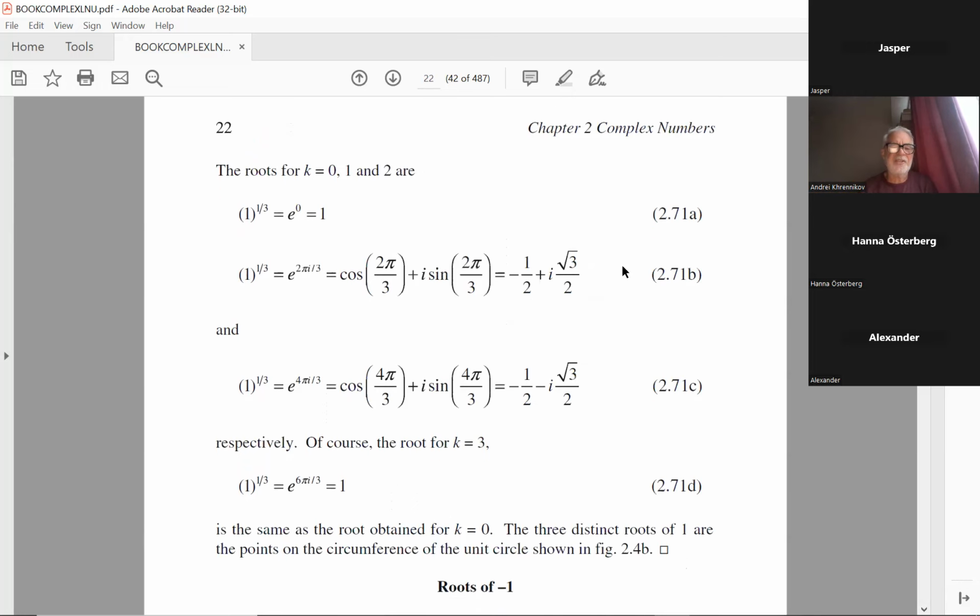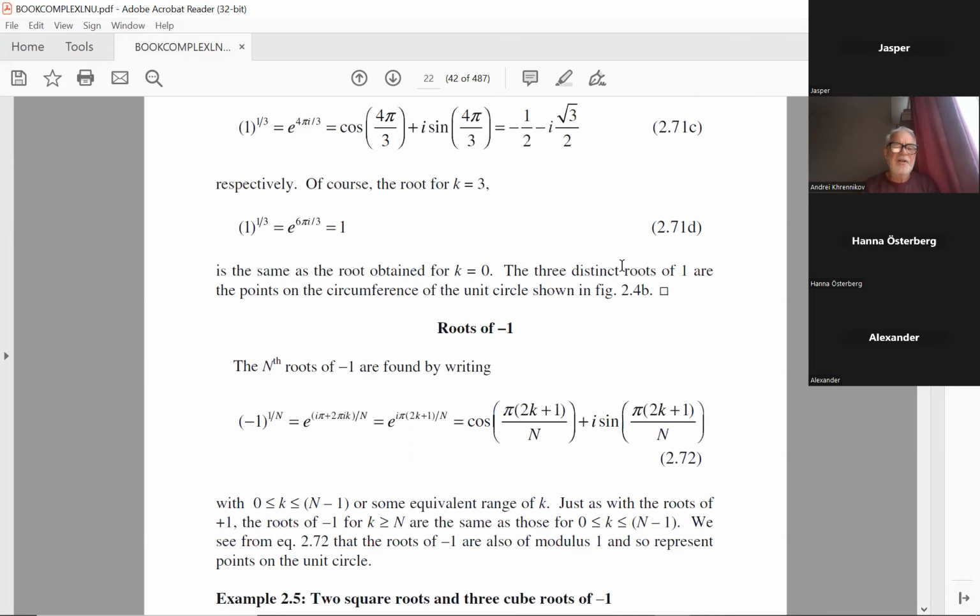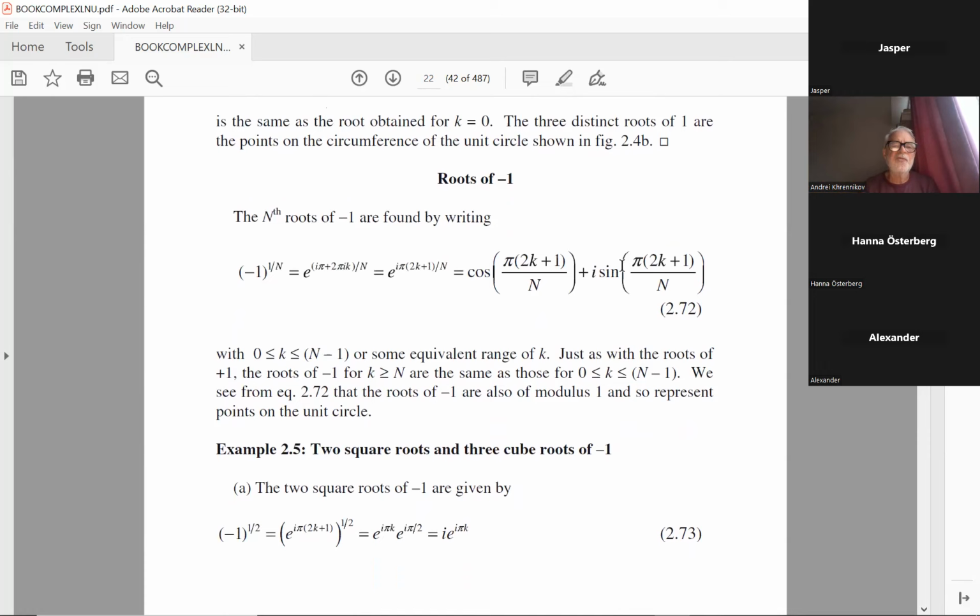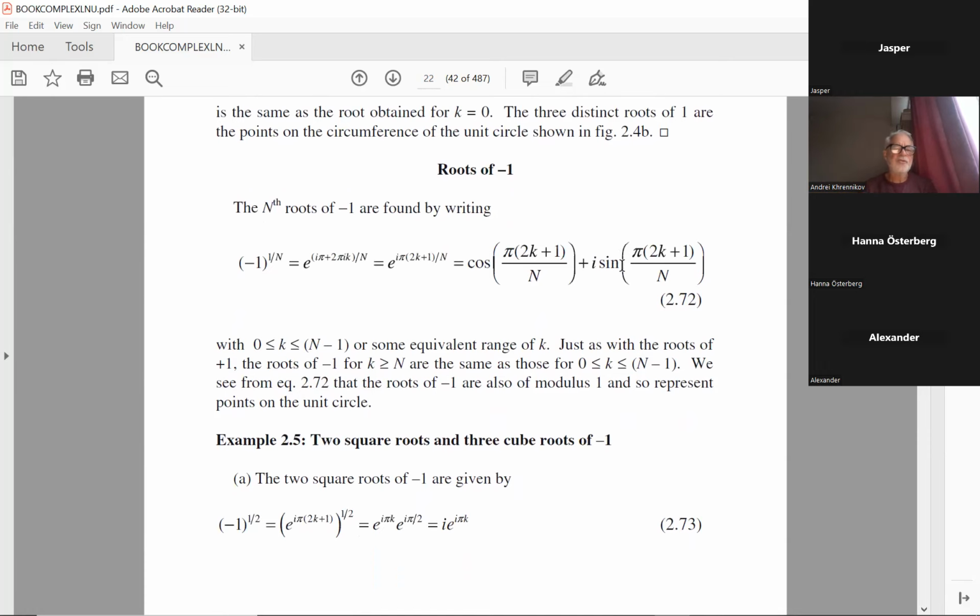So there are these calculations. Now it's more interesting, the roots of minus 1. What is the formula? What is minus 1? Here we should just remember how it looks. Minus 1 is on the negative part of this coordinate system, and minus 1 is here. So the angle is pi. We go this half circle.